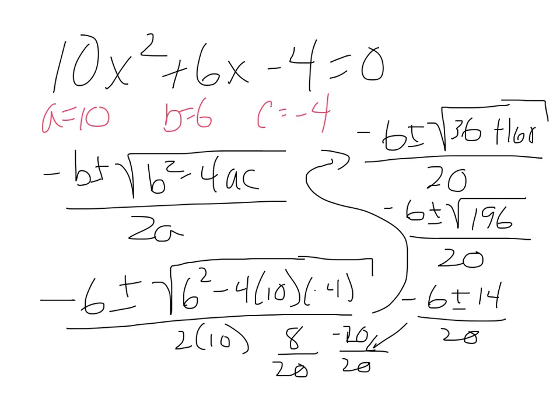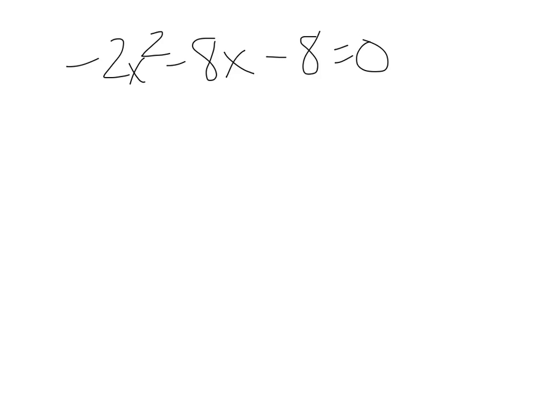No. Let's try one more. You guys try it on your own here. Ready? Okay. Let's say we had this. Negative 2x squared minus 8x minus 8 equals 0. You guys do that one. See if you can solve that using the quadratic formula. Okay?